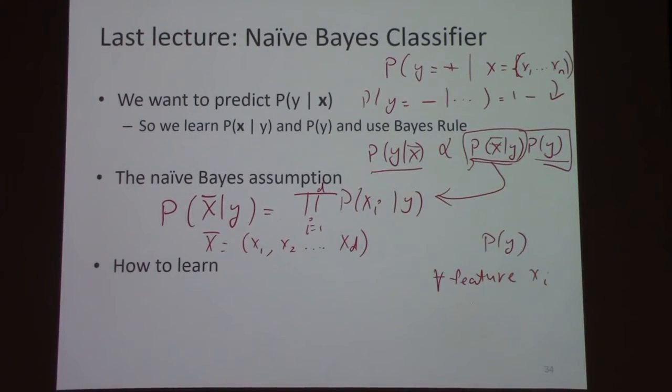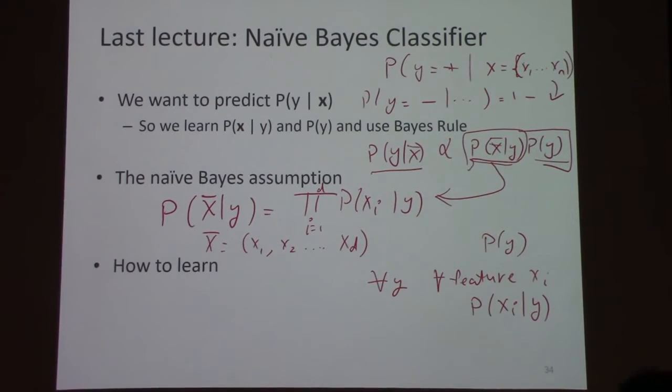And for every feature xi, I need to learn the likelihood of that feature given the label, for every feature, for every y. If I give you some way of producing these probabilities, effectively you can make a prediction. If you have these probabilities, you can make a prediction. So the learning problem is learning these probability functions.